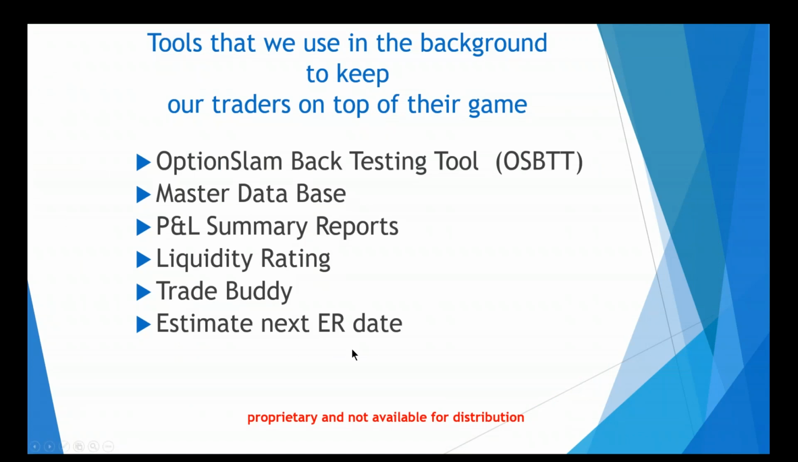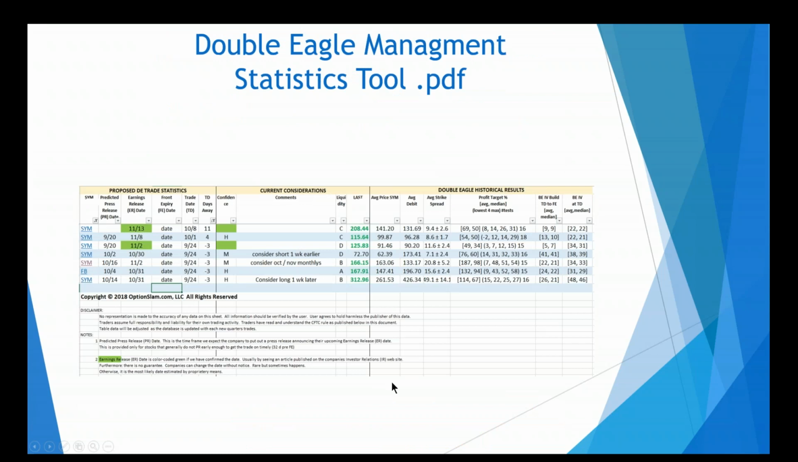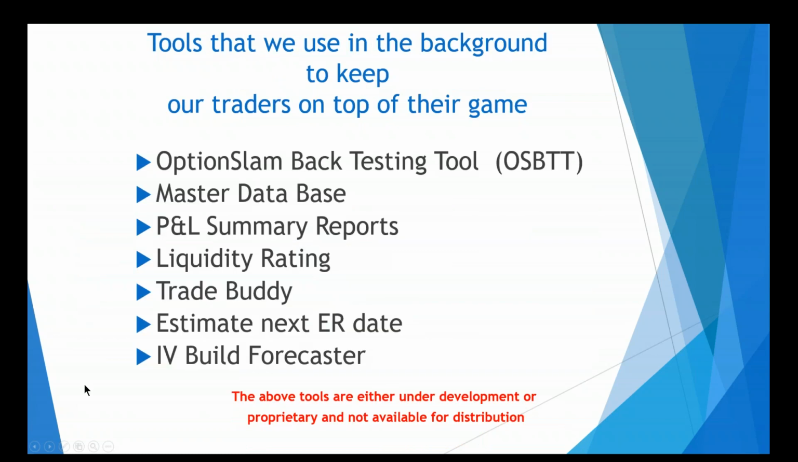Okay, so the estimate next ER date, and then what else do we have? The IV Build Forecaster is another tool. I don't have time to model that, but that is another phenomenal, powerful tool that we are currently developing. So again, whoops, let me back that up. One slide. The above tools are either under development or proprietary and not available for distribution, at least at this time, other than the option slam backtesting tool, like I mentioned earlier.